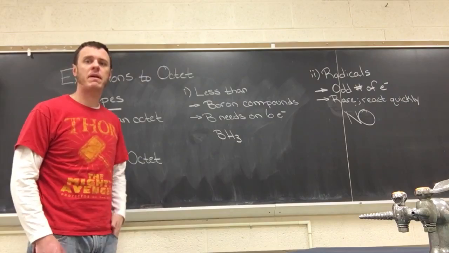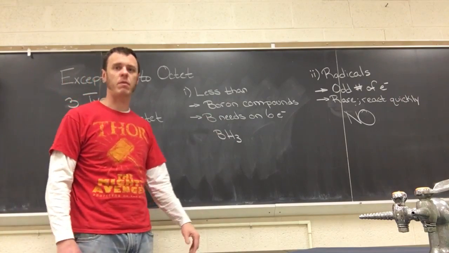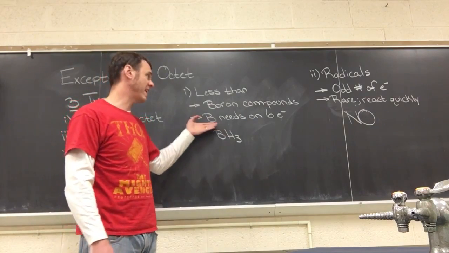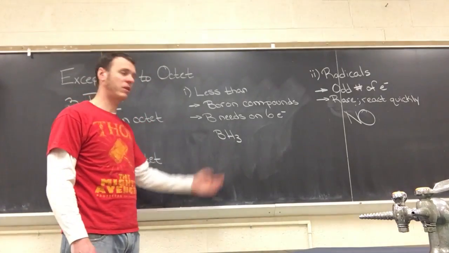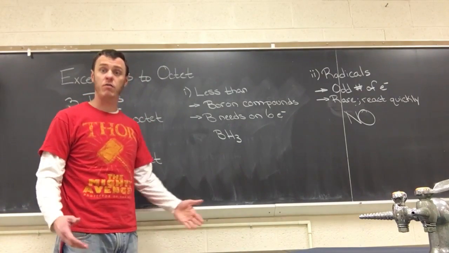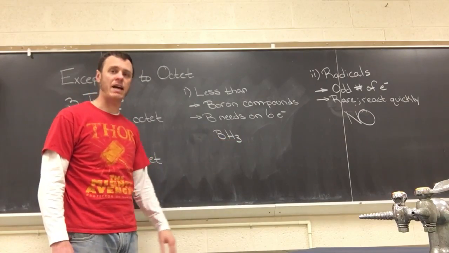When we talk about compounds that have less than 8 electrons, essentially what we're talking about are boron compounds. Boron's been shown to be stable when it only has 6 electrons around itself. And we're going to do an example here with boron trihydride. If you remember naming, boron, we only have 1, and then 3 hydrogens, trihydride.